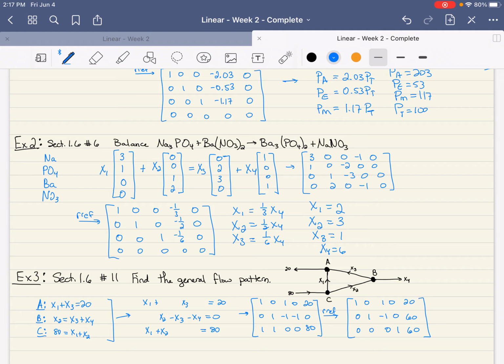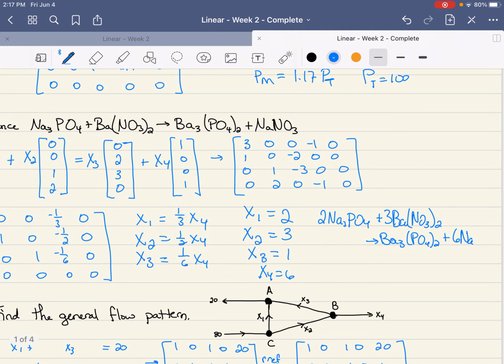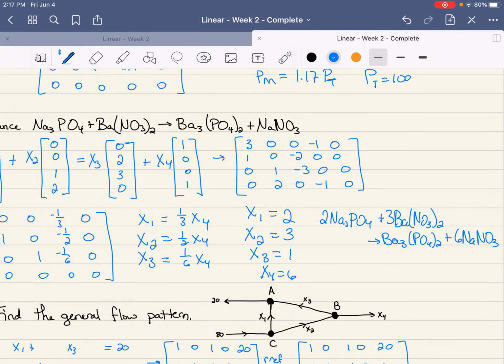So my balanced chemical equation, I would have 2 Na3PO4 plus 3 Ba(NO3)2, and that is Ba3(PO4)2 plus 6 NaNO3, and that would be the final balanced equation. Nothing too fancy. And you've done that a billion times, I'm sure, in your chemistry class.